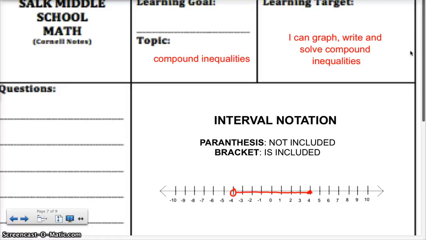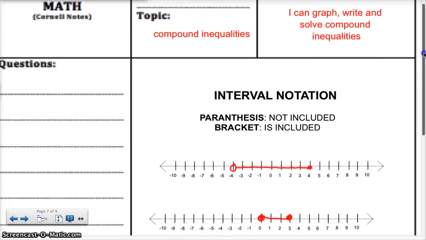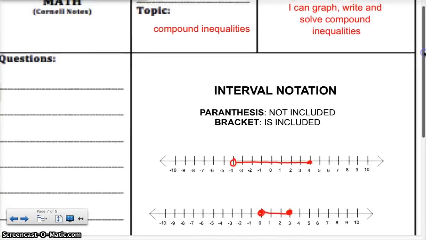Okay, we are on the last set of our compound inequality lesson. Today we're going to talk about interval notation, and what it has to deal with is writing a compound inequality. That's part of our learning targets.